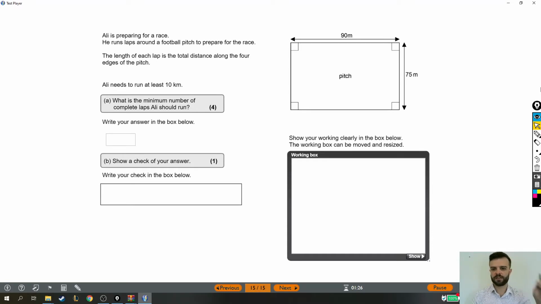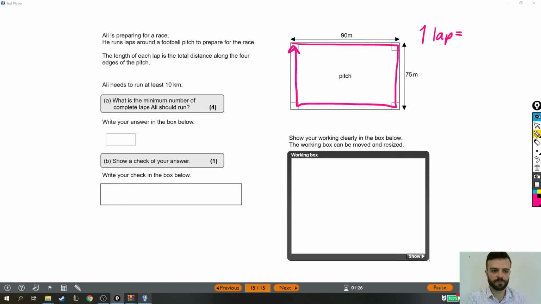Okay, let's stop there and have a think. So he's going to run laps around the football pitch. So it's going to help us if we know how far it is all the way around the outside. So how far does he run if he runs 1 lap? Well, that's going to be 90 plus 75 plus 90 plus 75. So 1 lap is going to be all those things added together.